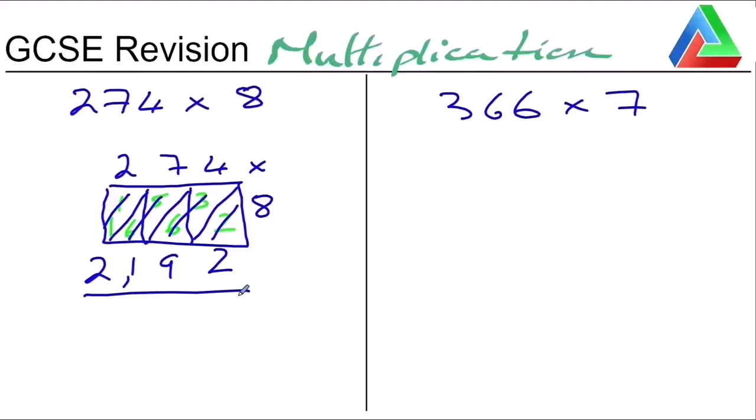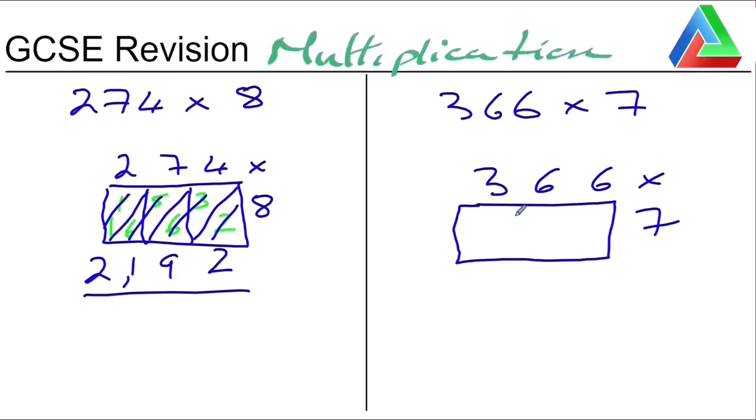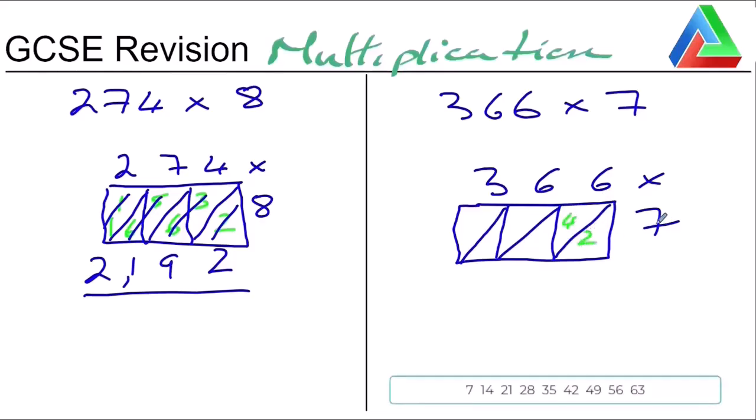Let's do another one. 366 times 7, which we write like this. We do a box, a column for the 3, a column for the 6, a column for the other 6, the row for the 7, and then 3 diagonals. Now we're set up. We need the 7 times table. 7 times 6 is 42, 7 times 6 is 42, 7 times 3 is 21.